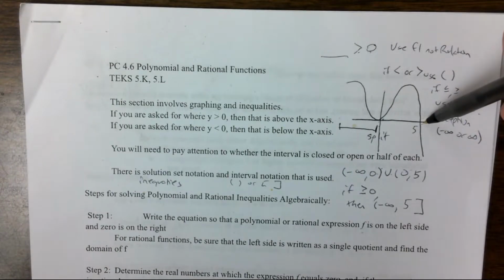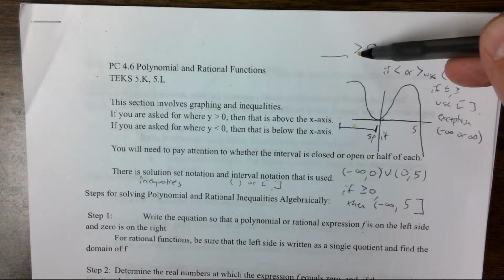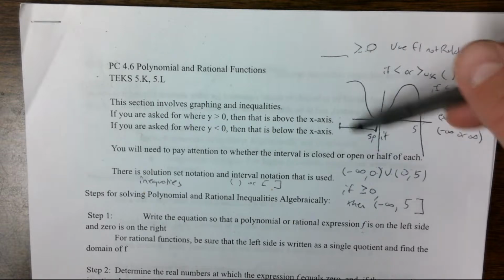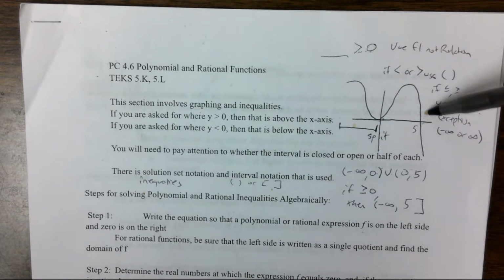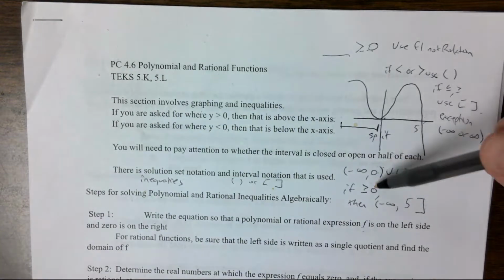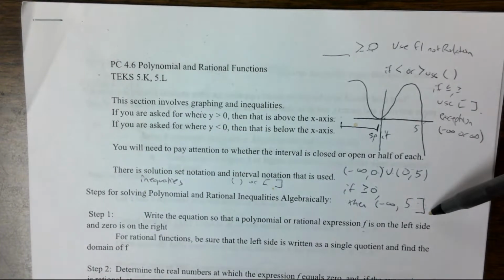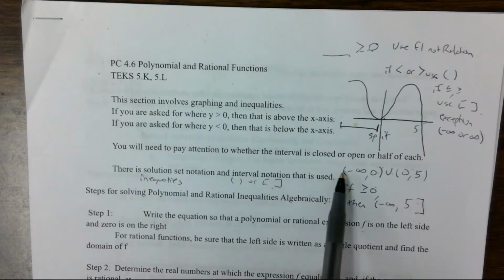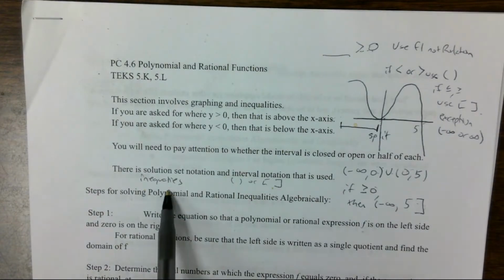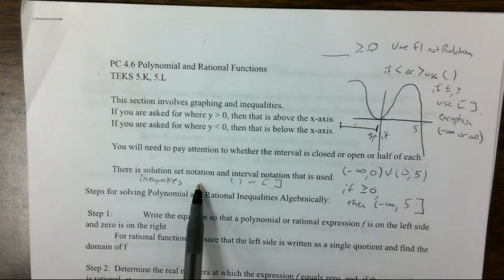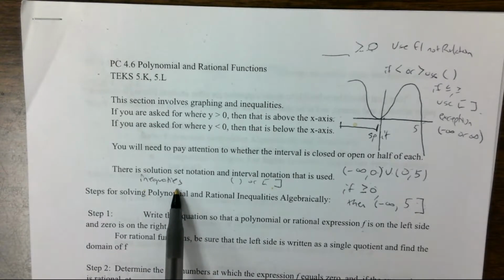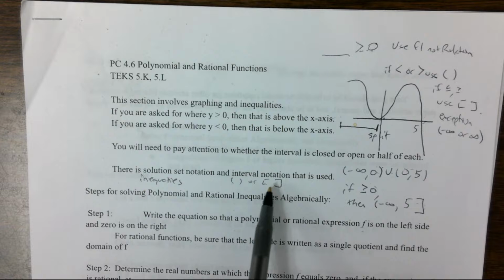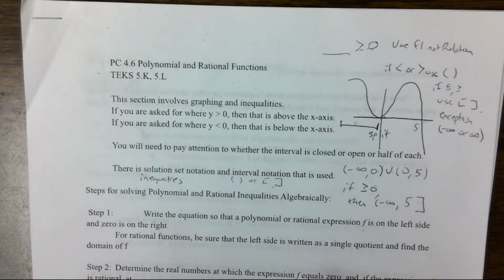Now on the other hand, if it were greater than or equal to instead of greater than, then you just say negative infinity to 5 bracket. Remember, if it's the equal sign underneath, we just use the bracket. So you will need to pay attention to whether the interval is closed or open or half of each. There is solution set notation, which has to do with inequalities, and interval notation that has to do with parentheses or brackets. So these are your steps.